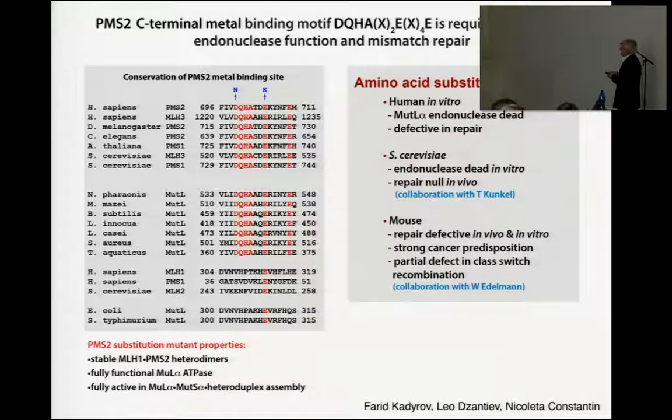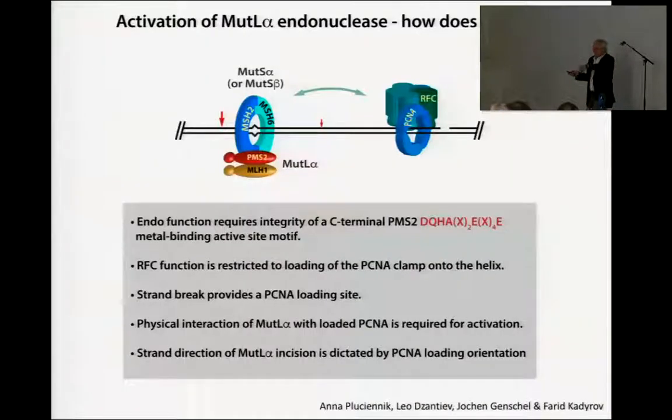But those substitutions inactivate the endonuclease, and they abolish mismatch repair in human, yeast, and mouse cells. And in the case of mice, this is associated with strong cancer predisposition. So as I said, we think these experiments prove that the endonuclease function of MutL alpha is its primary activity in mismatch repair. And this summarizes what we know about the mechanism of endonuclease MutL alpha activation and the nature of strand direction in this system.